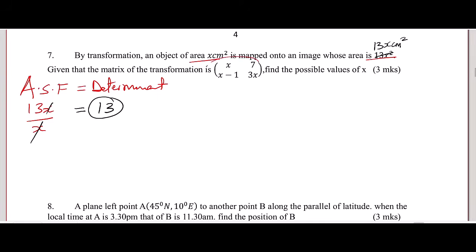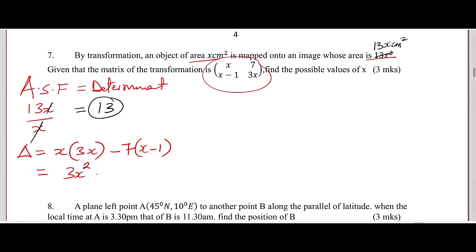So find the determinant of this matrix. So you know how to get the determinant. So x multiplied by 3x. Then subtract 7 multiplied by x subtract 1. So this will give 3x squared subtract 3x plus 1. This is plus 7. So that is how you get the determinant. And remember, the determinant is equivalent to area scale factor, which is 13. So that is what you have.